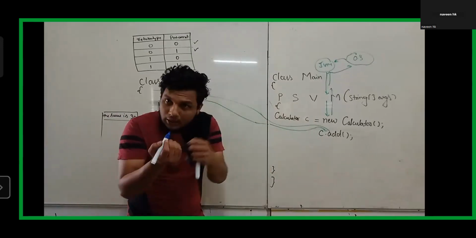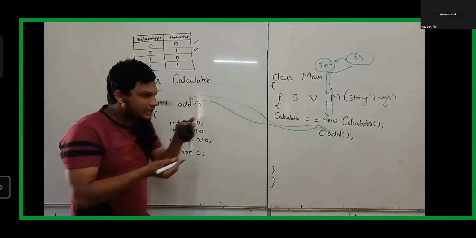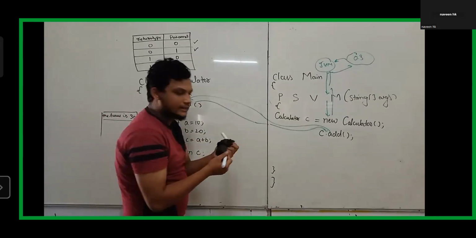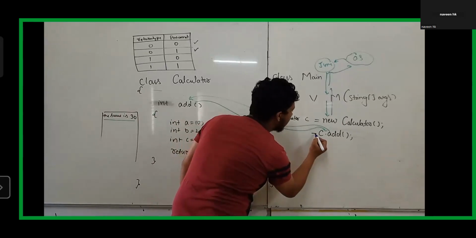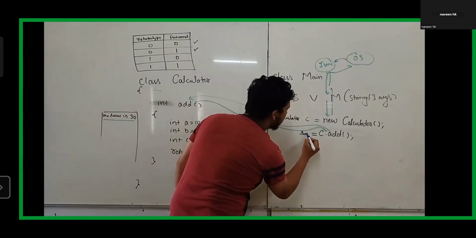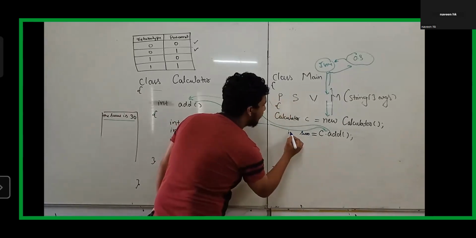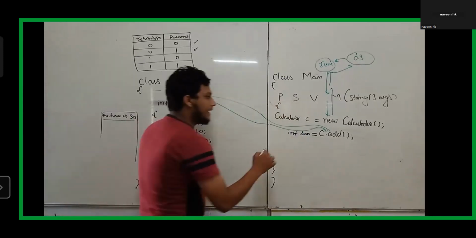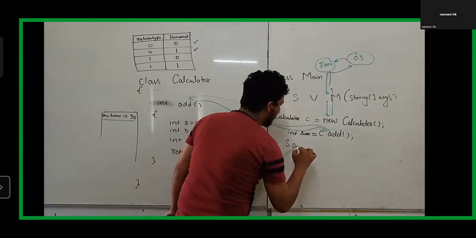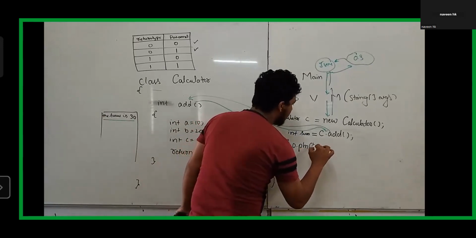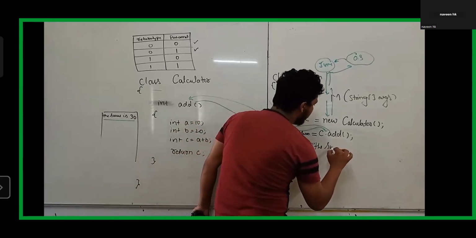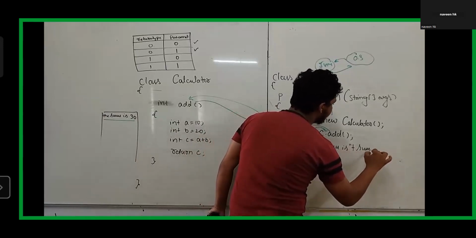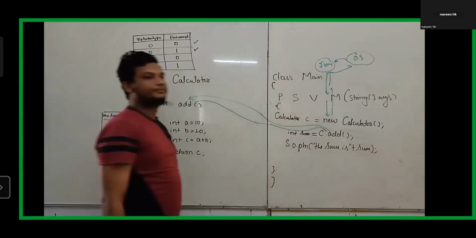But I need to collect and print it because the method is giving something. I'll collect it and print it. Whatever this method returns, I'll store inside a variable called sum, and sum is of type integer. Okay, now I'll print it with system.out.println: the sum is, sum. That's it.